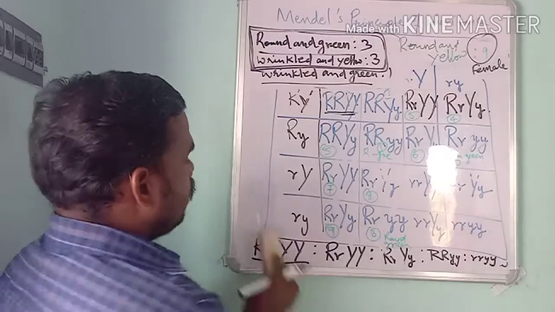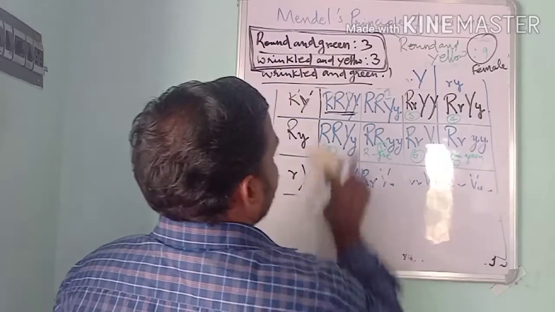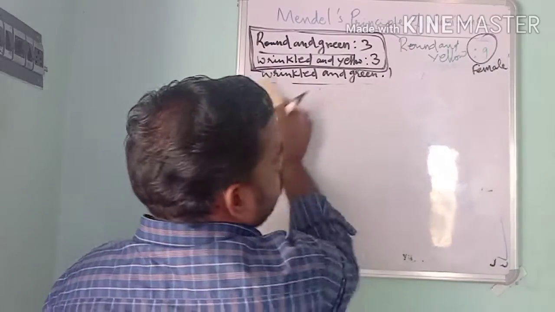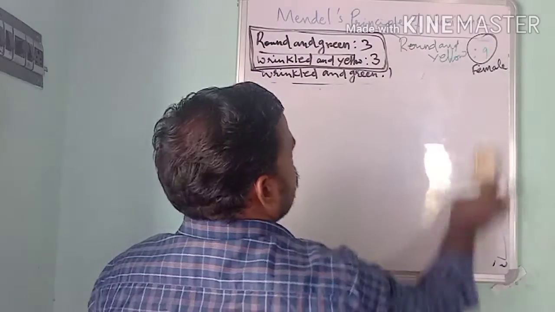So I think you are able to remember the Punnett square of dihybrid, so I am erasing that one. Clear?